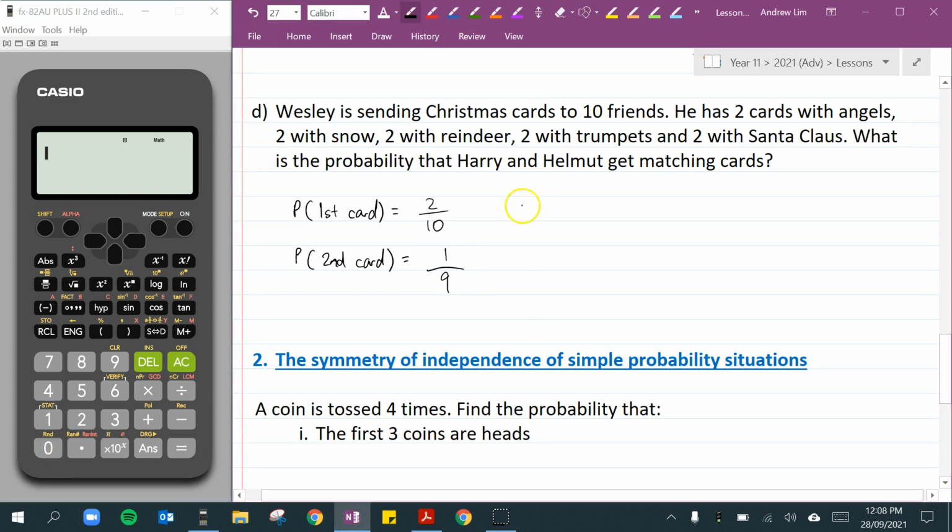So the probability that they will get matching cards is equal to 2 out of 10 times 1 out of 9. However, because there are 5 lots of matching cards, right? Angels, snow, reindeer, trumpets, and Santa Claus, we actually need to times it by 5 because there are 5 chances that they can get matching cards. When we multiply that through, we will get 1/9.